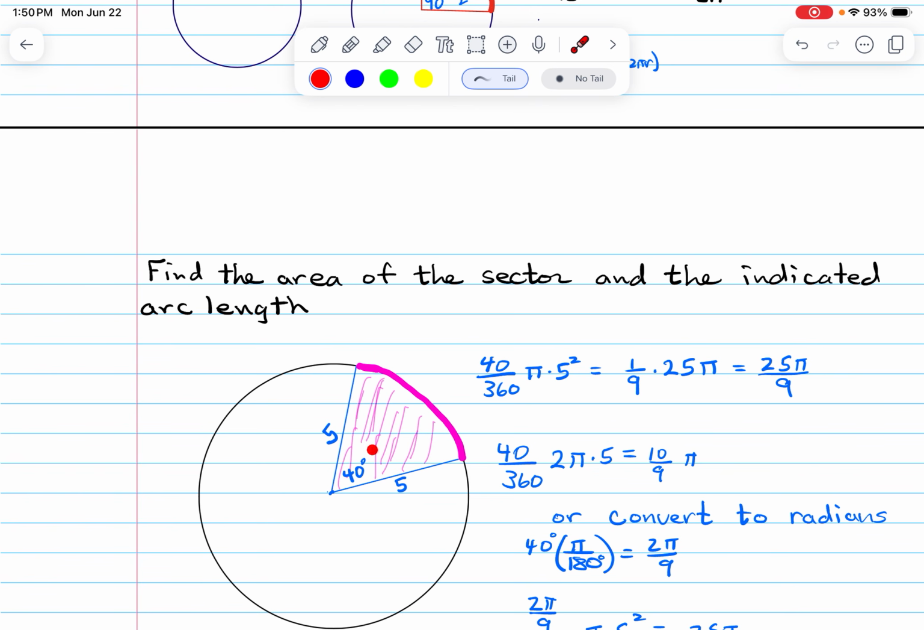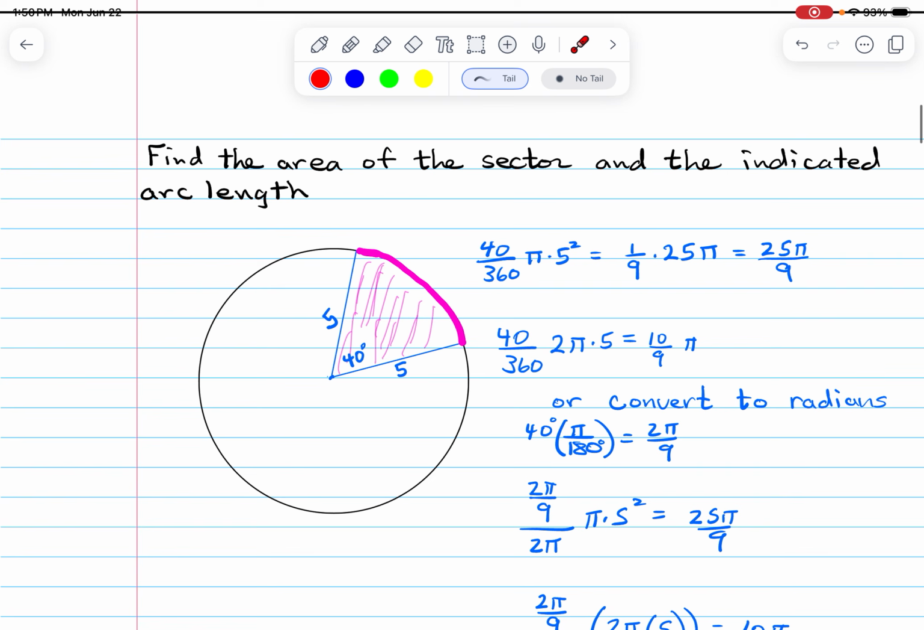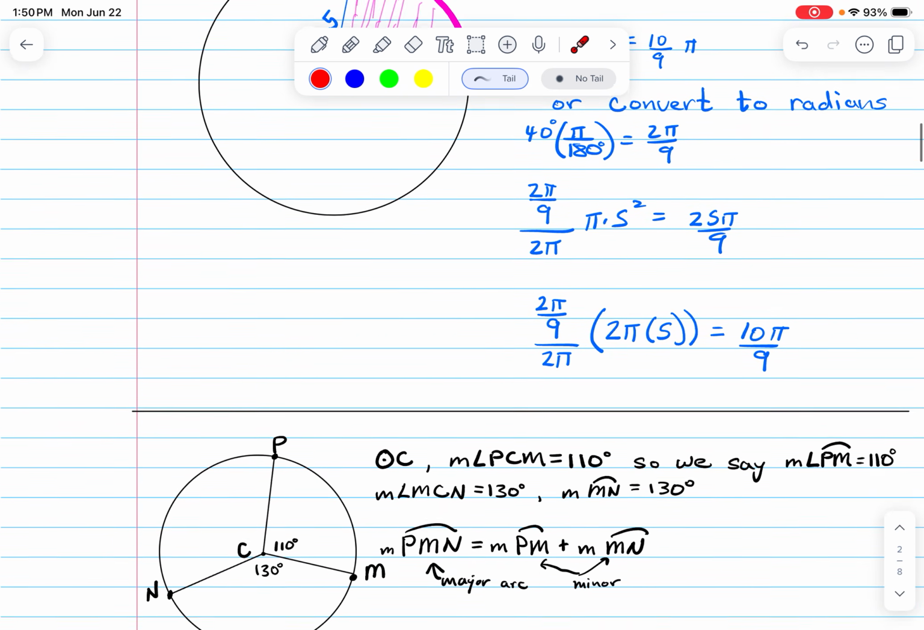Now we could convert this to radian measure. Just take the 40 and multiply it by pi over 180, and we get 2 pi over 9, and then we could use that 2 pi over 9 divided by 2 pi, and multiply that by pi r squared, and we get 25 pi over 9. We get this back. But there's no reason to convert it. You might as well just say, well, what fraction am I dealing with? Well, 40 over 360. There it goes.